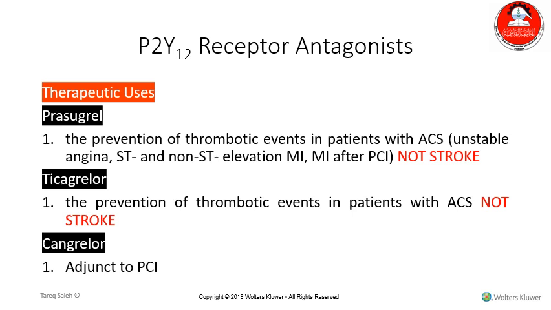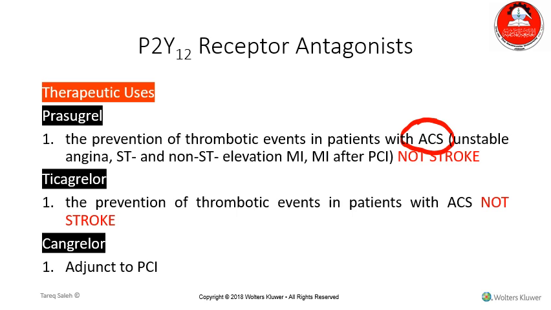Prasugrel is approved to decrease thrombotic cardiovascular events, similar to the other two drugs that we've discussed. For example, you can use it to prevent acute coronary syndrome, such as unstable angina, ST and non-ST elevation myocardial infarction, or even myocardial infarction following trying to open the occluded coronary vessels using PCI.